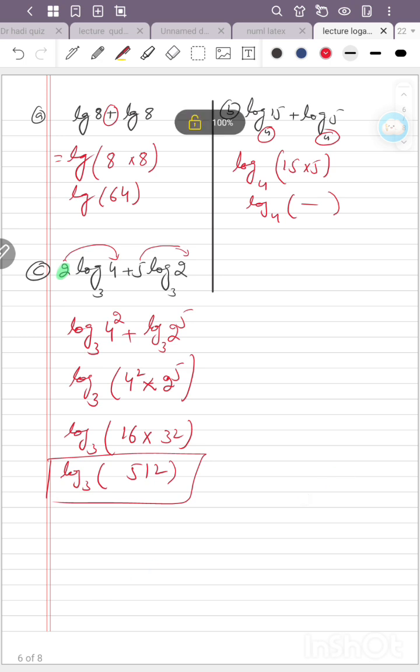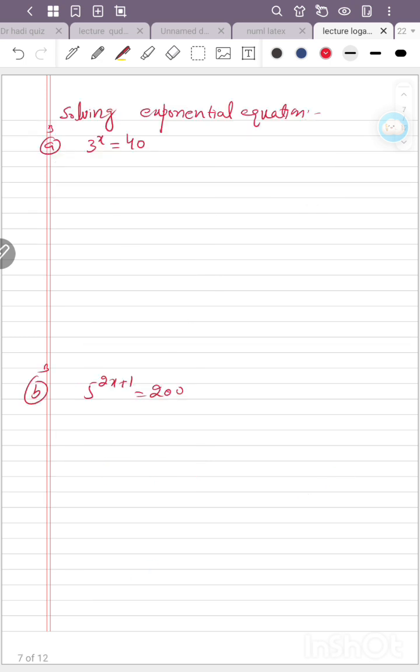Now we have to solve more questions. Okay, dear friends, we have a question: 3 power x equals 40. This is an exponential equation. How do we deal with these exponential equations? Remember that if you have a constant and the power is a variable, this is the constant and this is the variable.